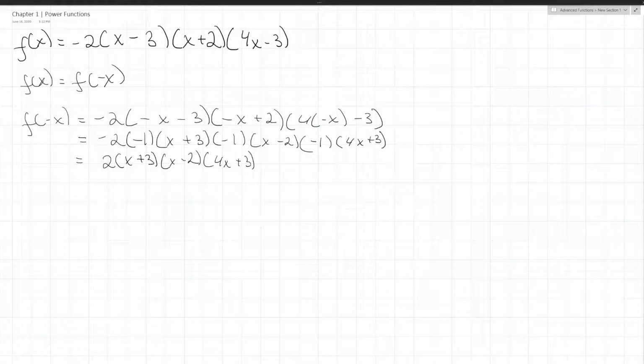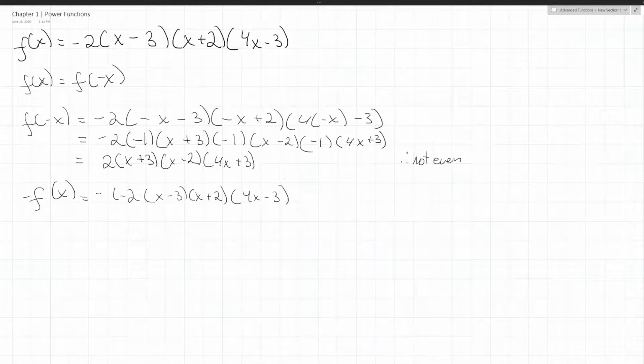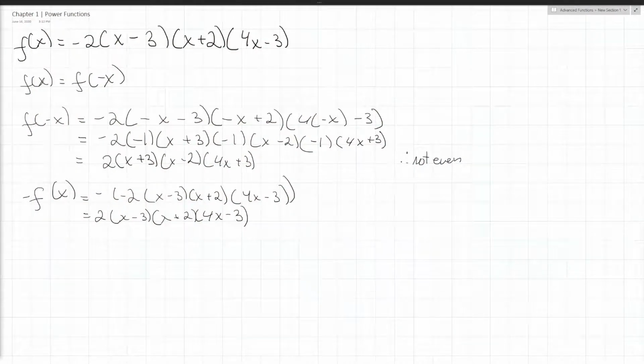So that does not equal f of x. Therefore, it is not even. Let's try negative f of x. Negative f of x is equal to negative 2 times x minus 3, x plus 2, x minus 3, which is equal to 2, x minus 3, x plus 2, and then 4x minus 3. Again, we could see that these are not the same as f of x or f of negative x. Therefore, it is not an odd function either.